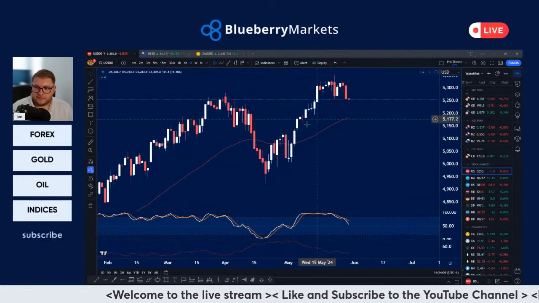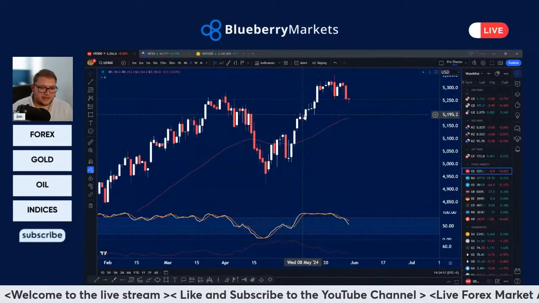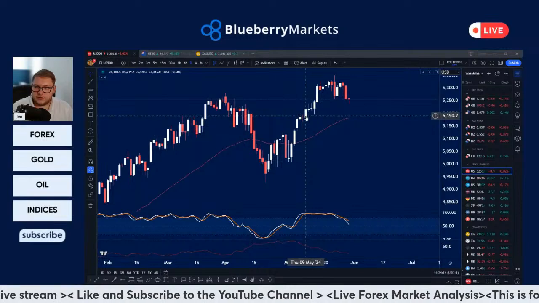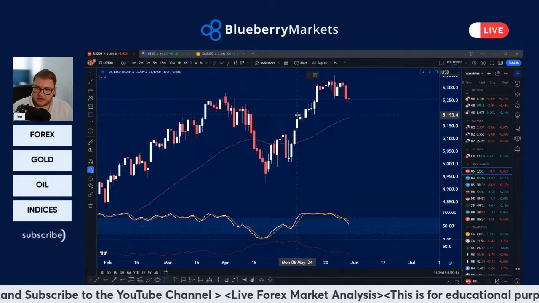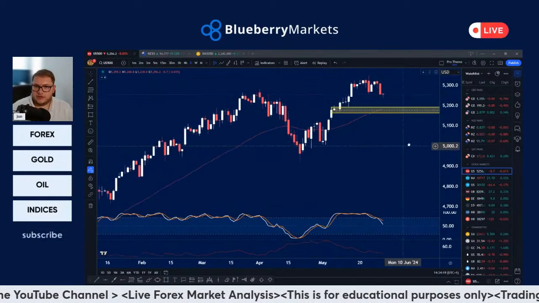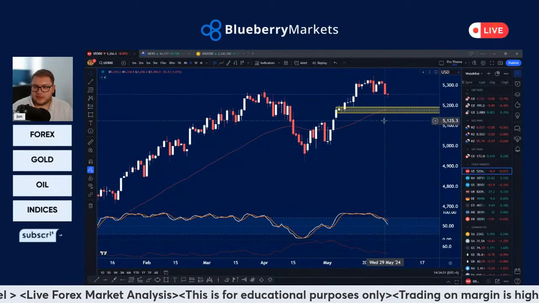Same with the S&P 500, really. Can we get maybe a little bit of a pullback into the 5.2s or something like that? Maybe somewhere in and around this area for the stock market for a continuation to the upside potential.